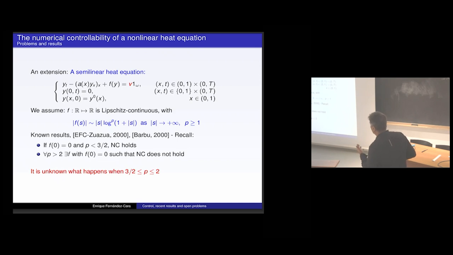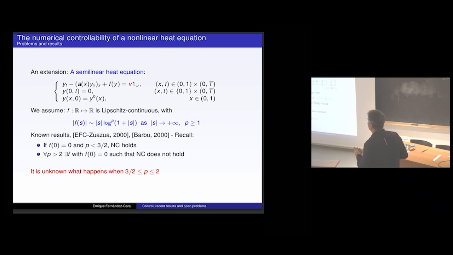It is known that for p greater than 2, there exist functions f with f of 0 equal to 0, such that the system is not null controllable. This is an old result. For p greater than 2, this system is not null controllable. We cannot control, in general, starting from y naught and fixing the final time, capital T.